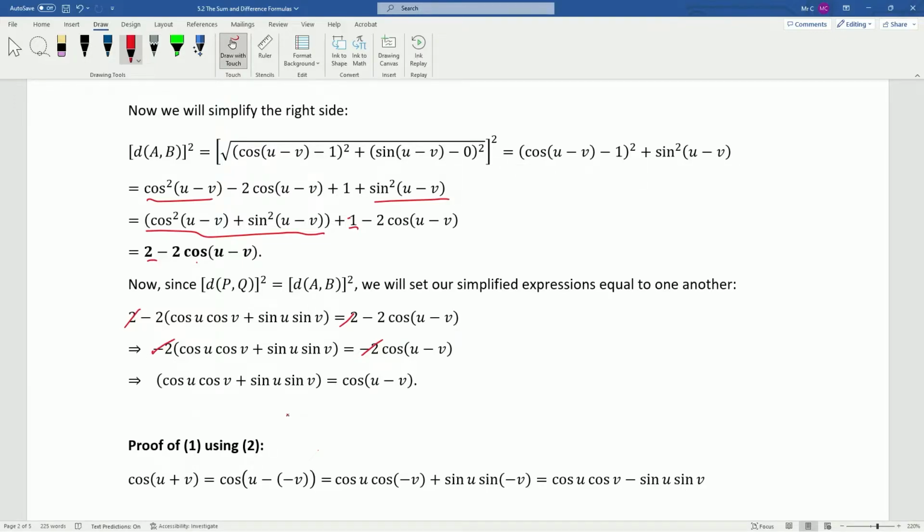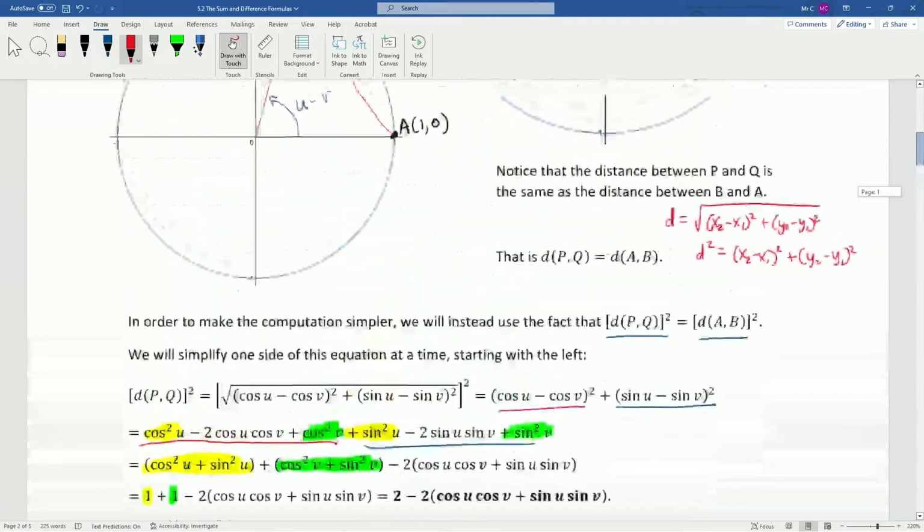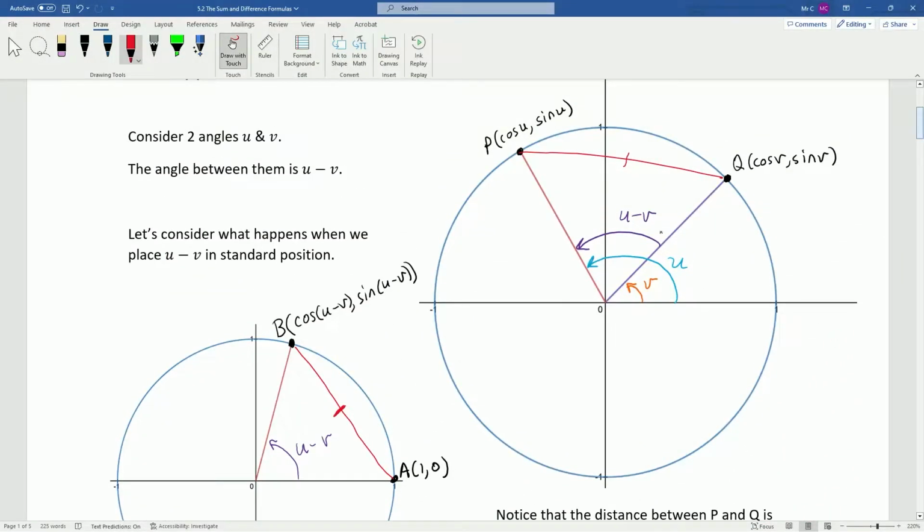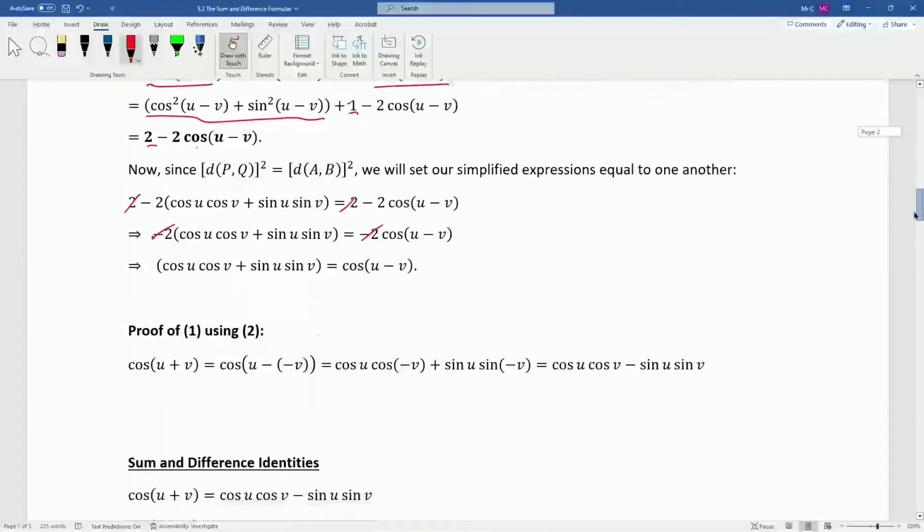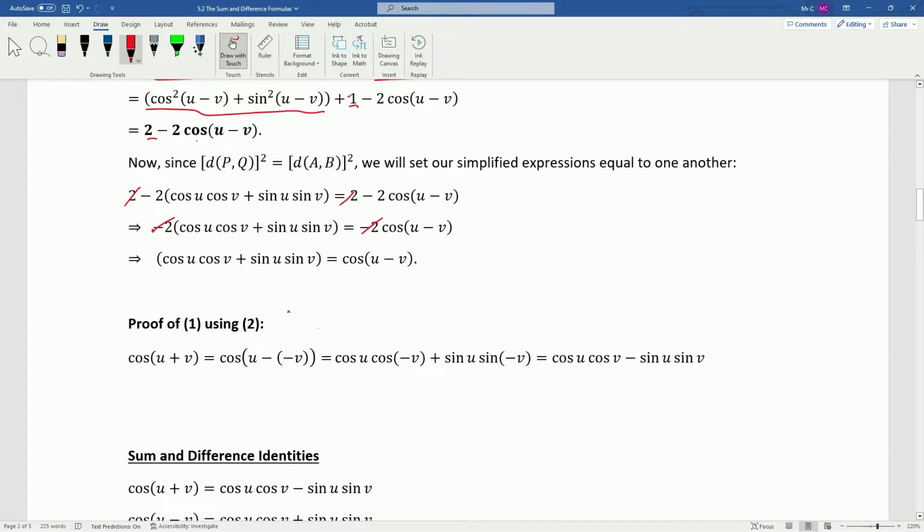Okay, so again, the algebra is a little bit long, but the idea is really, really simple. The idea is just, hey, if I look at this angle u minus v in its position between the angles u and v here, and then I look at that same angle rotated onto the positive x-axis, the length between the points A, B, and P, Q here are equal. Do some algebra. Once you do that algebra, out pops this nice formula here.